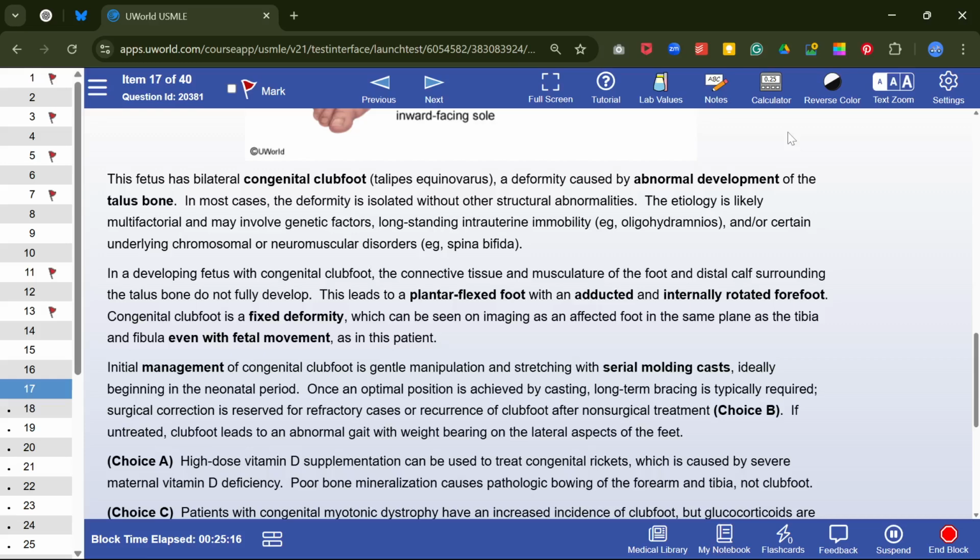Initial management is gentle manipulation and stretching with serial molding casts, ideally beginning in the neonatal period. Once an optimal position is achieved by casting, long-term bracing is typically required. Surgical correction is reserved for refractory cases or recurrence of clubfoot after non-surgical treatment. If untreated, clubfoot leads to abnormal gait with weight bearing on the lateral aspects of the feet.